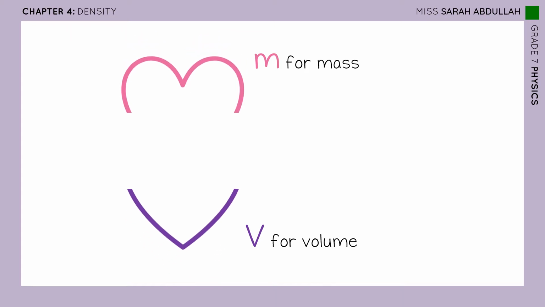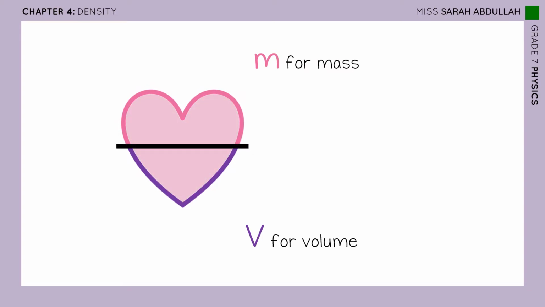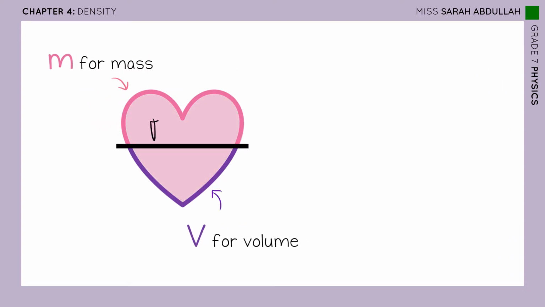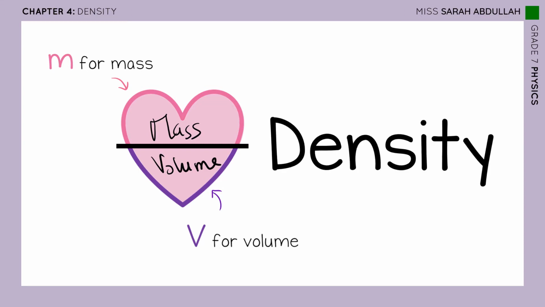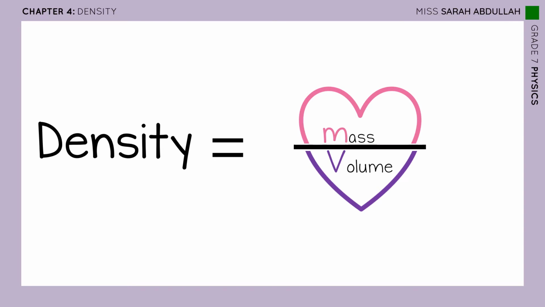And if I put them together, I'll get a heart. So mass over volume, it makes a heart. And this heart is actually the density. So the density is the ratio of the object's mass by its volume. And this is why we love density, because basically this is its formula. So density is equal to the mass over the volume. It is the ratio of the body's mass by its volume.